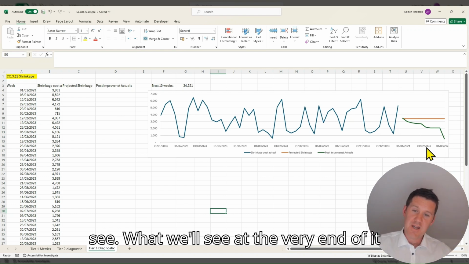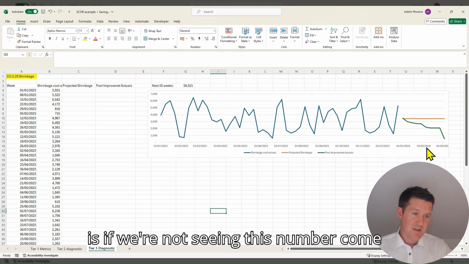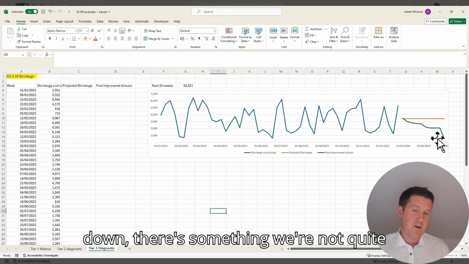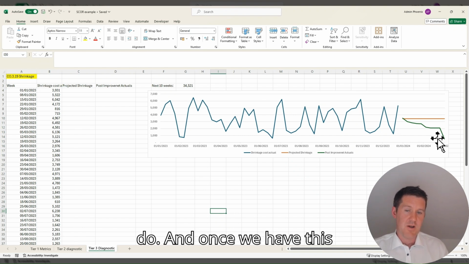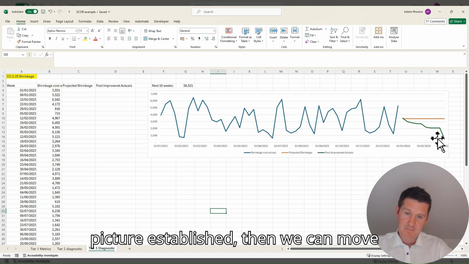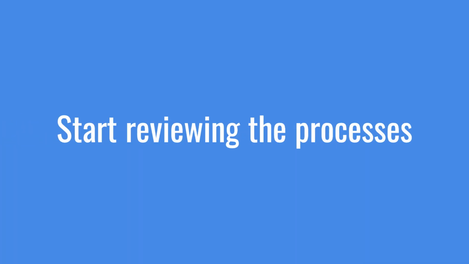What we'll see at the very end of it is if we're not seeing this number come down, there's something we're not quite getting. So that's what we're trying to do. And once we have this picture established, then we can move on to the next point.